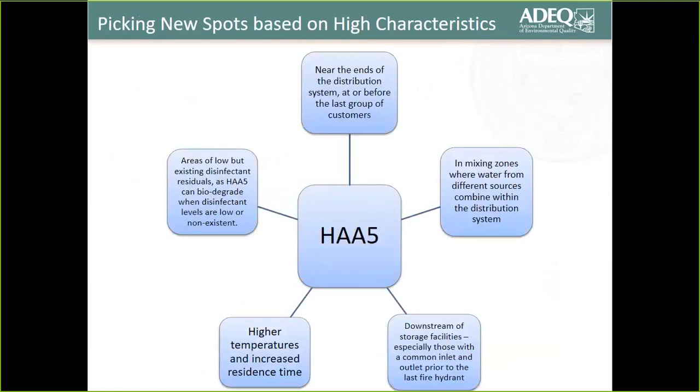For HA5s, it's pretty similar. Same thing, near the end of the distribution system, but before the last group of customers. You'd also sample mixing zones or downstream of storage facilities where you have increased residence time. With HA5s, they biodegrade when disinfectant levels are low or non-existent. So you want to sample areas of low but existing disinfectant residual levels. So those are some characteristics you can use to choose sites.